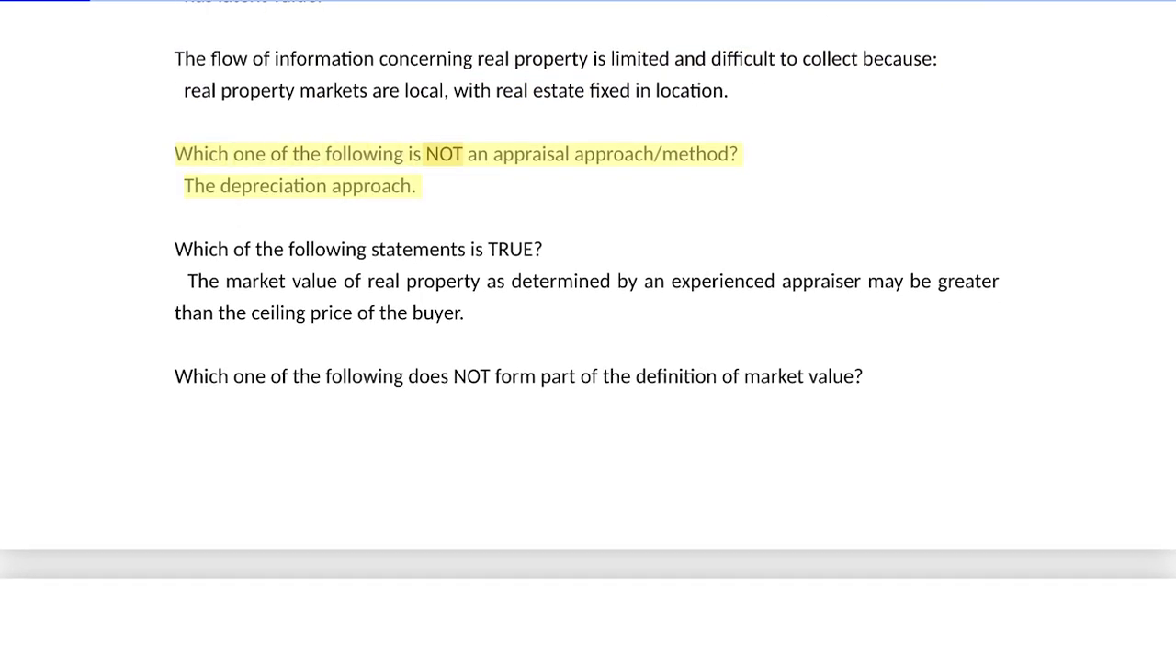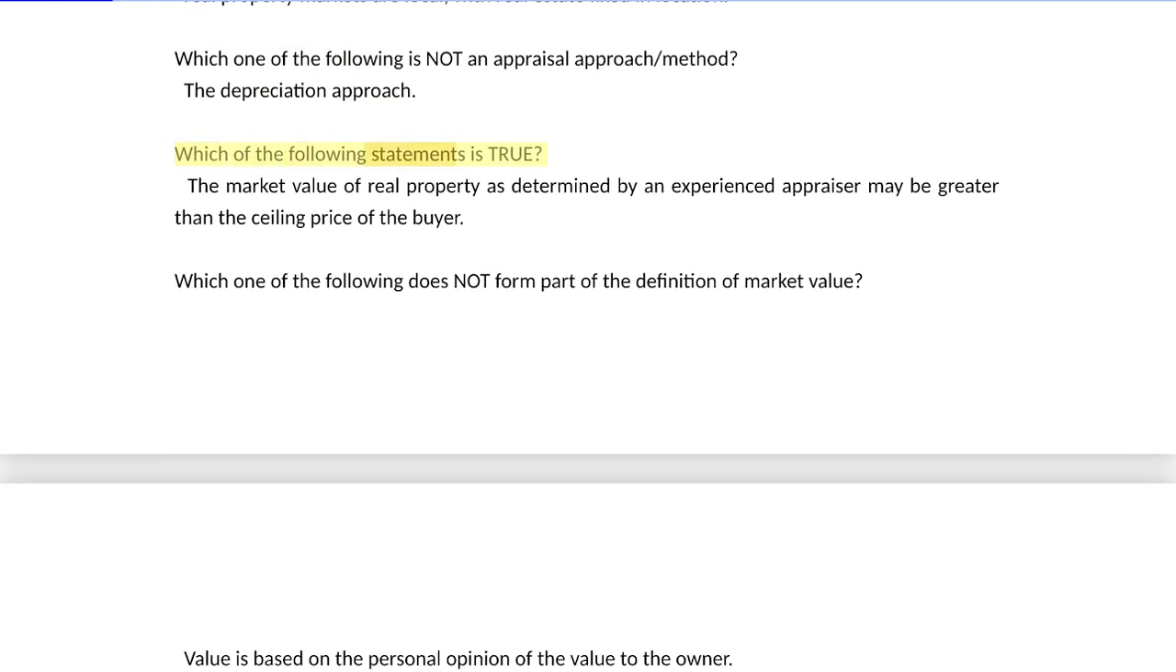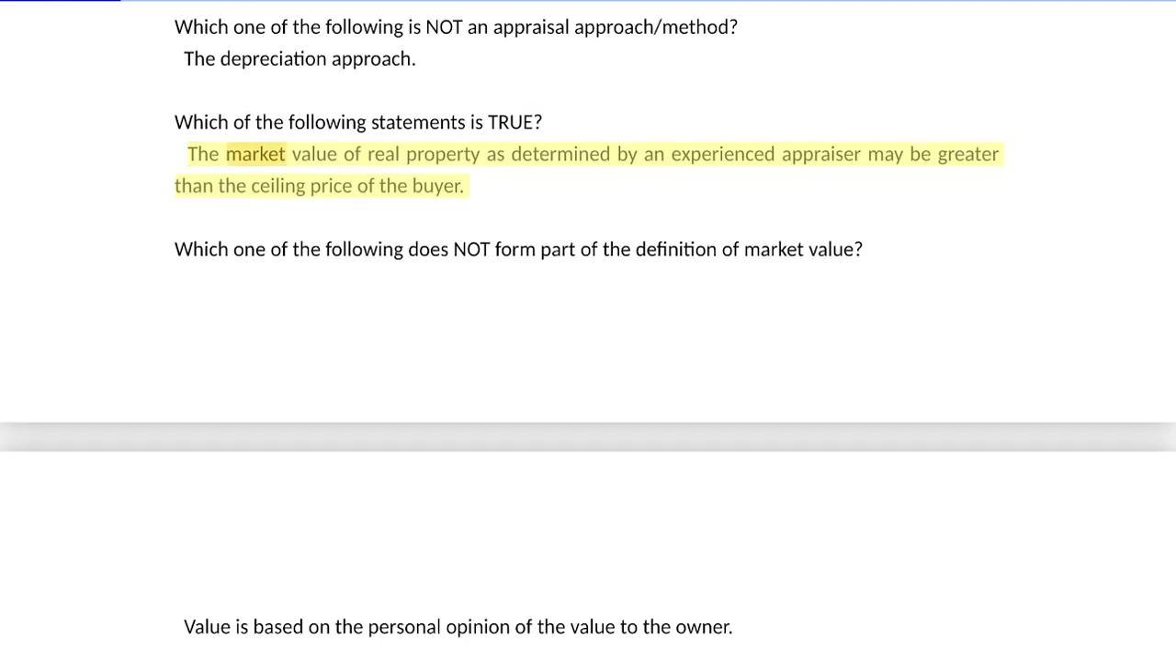Which one of the following is not an appraisal approach method? The depreciation approach. Which of the following statements is true? The market value of real property as determined by an experienced appraiser may be greater than the ceiling price of the buyer.